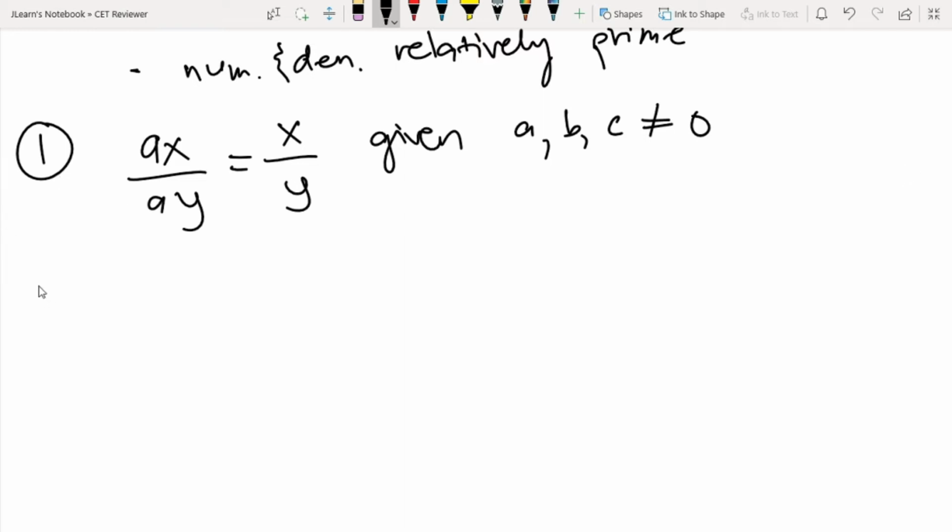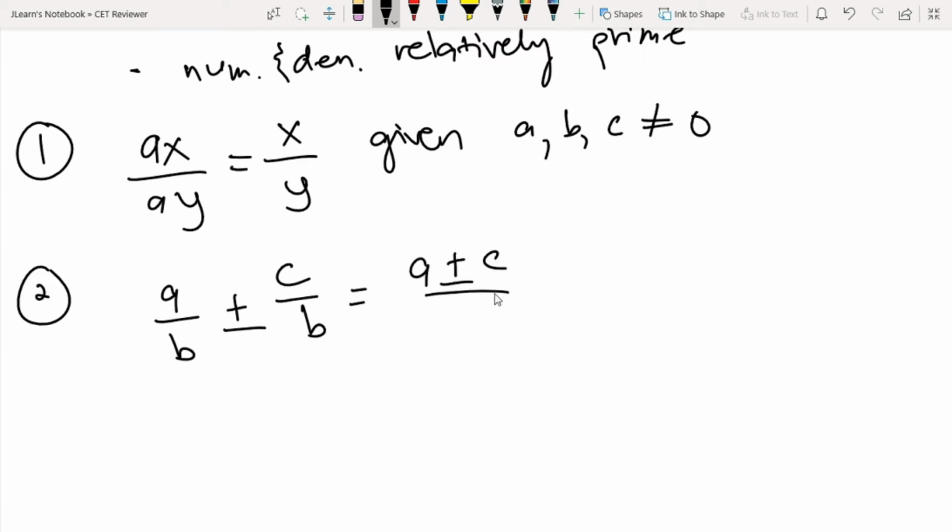Second theorem, A over B plus or minus C over B. Then you can just simply add their numerators. So A plus minus C all over B. Okay? So straightforward pa up to this point.